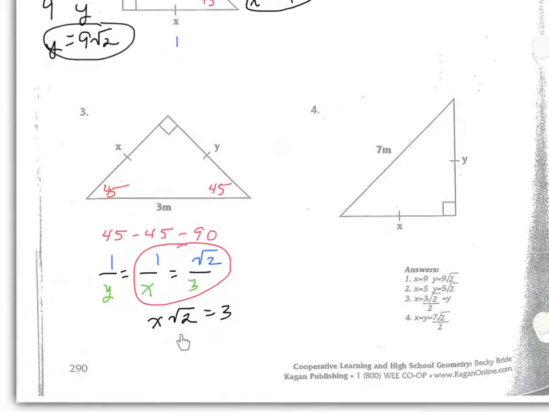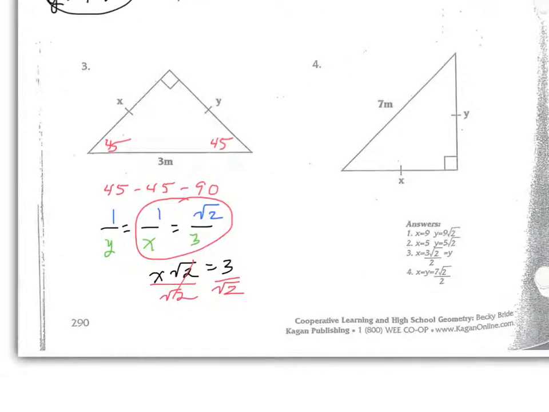What's happening to x? What's that operation between x and rad 2? Multiplication. How do you want to do it? Divide. So we're going to divide by rad 2 on both sides. What did we learn yesterday about having a radical in the denominator? You can't have that. So we've got 3 over radical 2. That is considered unrationalized.